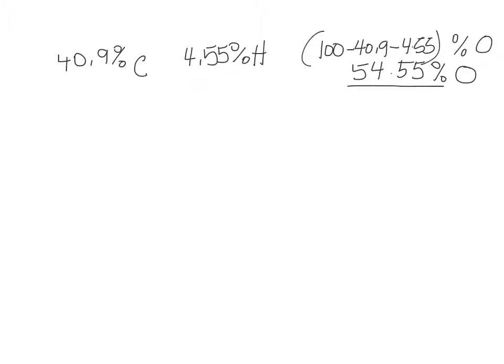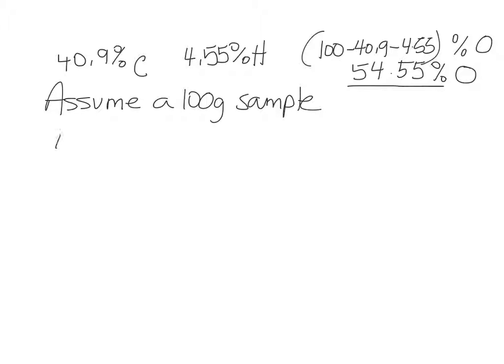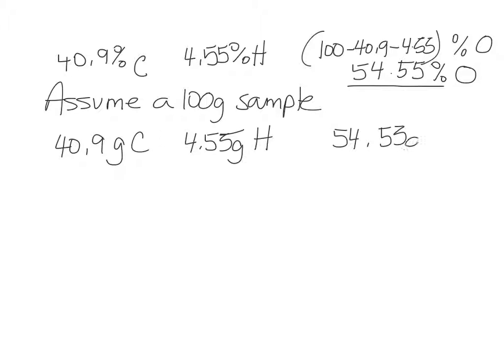So you have to assume a 100-gram sample. Therefore, we've got 40.9 grams of carbon, 4.55 grams of hydrogen, and 54.55 grams of oxygen.